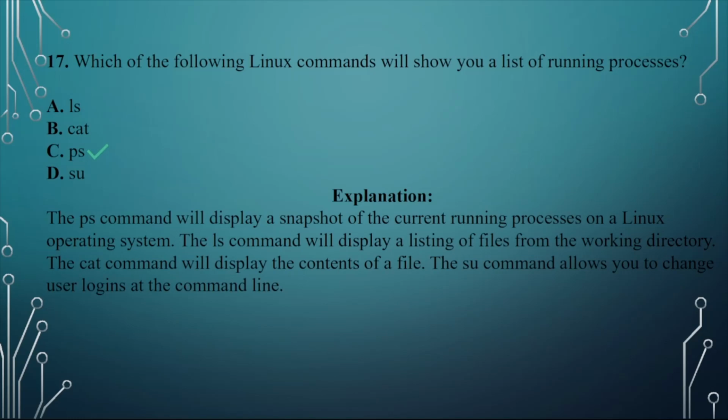The ps command will display a snapshot of the current running processes on a Linux operating system. The ls command will display a listing of files from the working directory. The cat command will display the contents of a file. The su command allows you to change user logins at the command line.